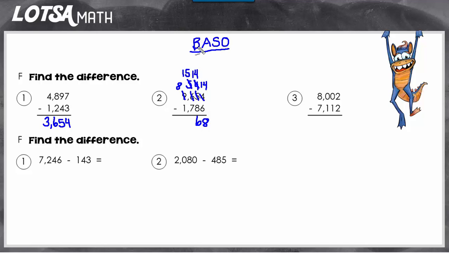So we did the borrow and we did the add back, and now we're going to start over. Done, done, and now we're in the hundreds place. We have 15 minus 7, which equals 8.